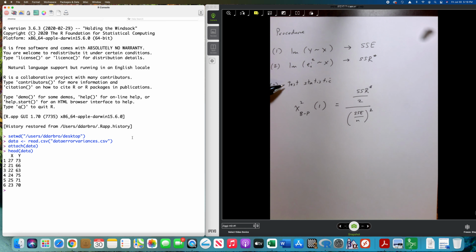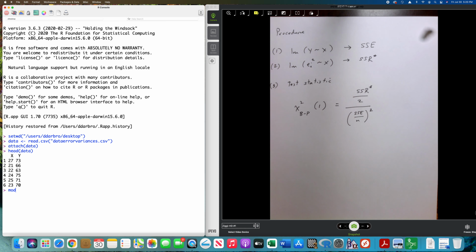Next thing we do is calculate the test statistic. It's a chi-square test statistic, degrees of freedom 1. And we take the sum of squares regression from the, again, unique model divided by 2, and the sum of squares error from our original model divided by n. Square that, calculate the p-value. If the p-value is less than 0.05, we reject the null. If it's higher than 0.05, we fail to reject the null. Let's see how it works.